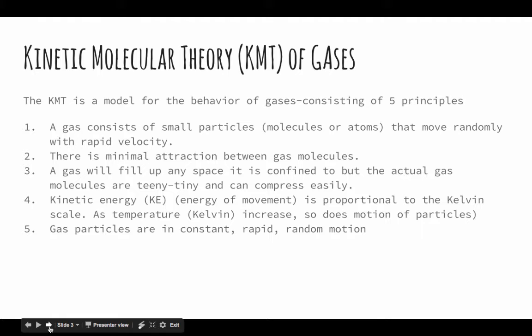The fourth principle: kinetic energy, which is just the energy of movement, is proportional to the Kelvin scale. So as temperature, which will be measured in Kelvin, increases, so does the motion of the particles. Increased temperature, increased motion, which is kinetic energy. The fifth principle is that gases are in constant, rapid, random motion. They're always moving, and there's no set path to the gas molecules.